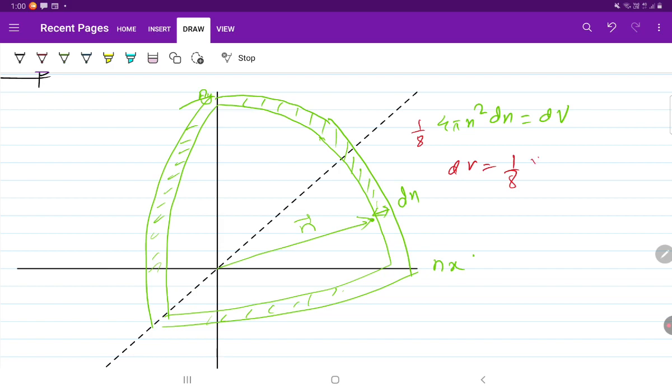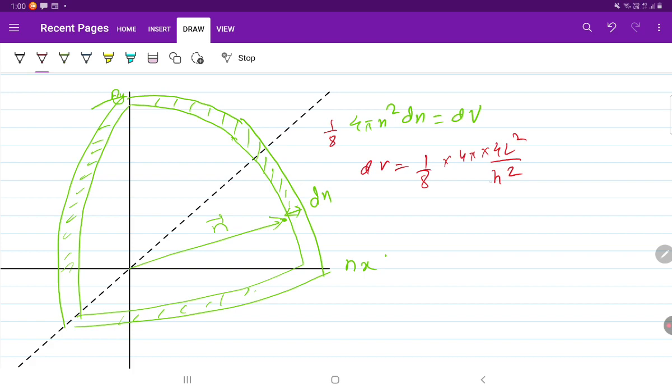So it will be 1/8 × 4π × 4L²/λ², where dN is given as 4π × 4L²/λ² × (−2L/λ²) dλ. For now I am considering only the magnitudes, so I will take the modulus on both sides. So dN will give the number of states, and I can further write it as n(λ) dλ, where n(λ) gives the number density, that is how many such states are possible in an interval of λ and λ + dλ, right?